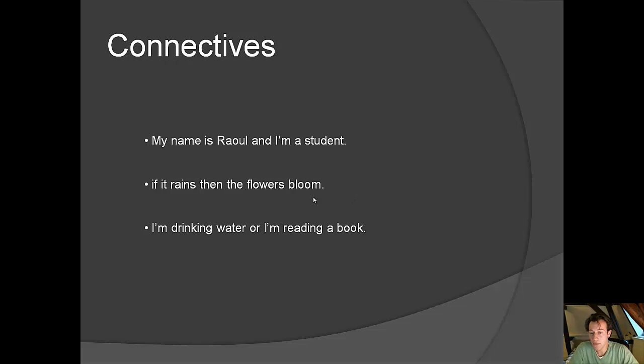And the last one, I'm drinking water or I'm reading a book. So we have two statements over here. I'm drinking water and I'm reading a book. Those can either be true or they can be false. And the or connective over here does mean something. So statements can be combined in different ways.